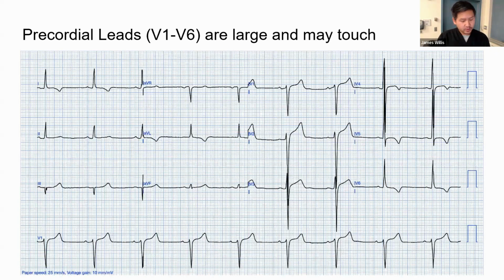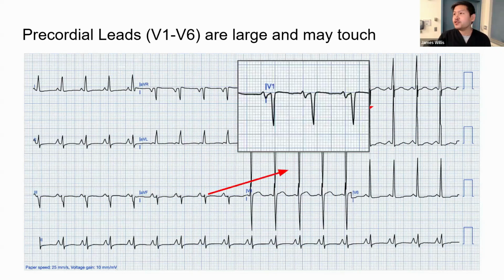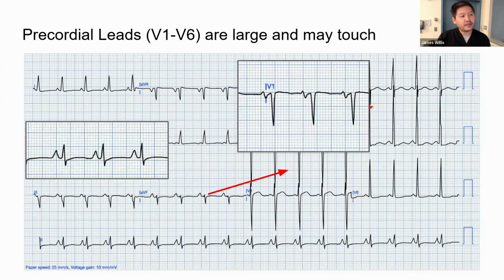So here's just another example. You have touching QRS complexes, concern for LVH. Another example here. Here you actually notice some left atrial enlargement. You have a wide biphasic P wave in V1, and right atrial enlargement, tall P waves in the inferior leads, which just supports your diagnosis of LVH.